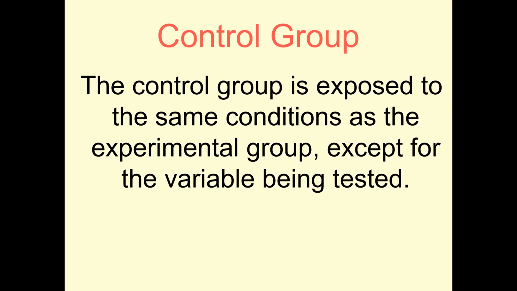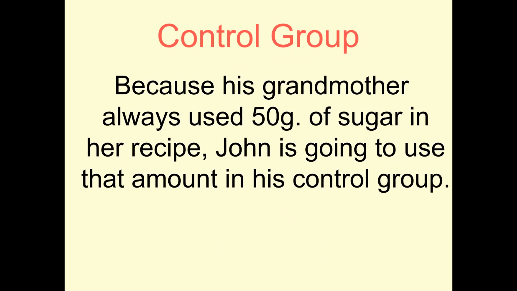Okay. If it was something about the bread, you cannot say absence of yeast, or absence of sugar, because then the yeast wouldn't have anything to feed on, and that would be incorrect. You have to use the one that has been tested already, like his grandma's recipe, right? It's tried and true. Might as well use it. And that's what she's always used, is 50 grams. So John is going to use that amount as his control.